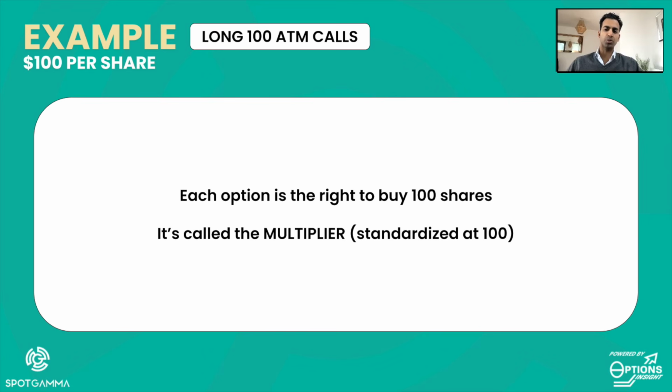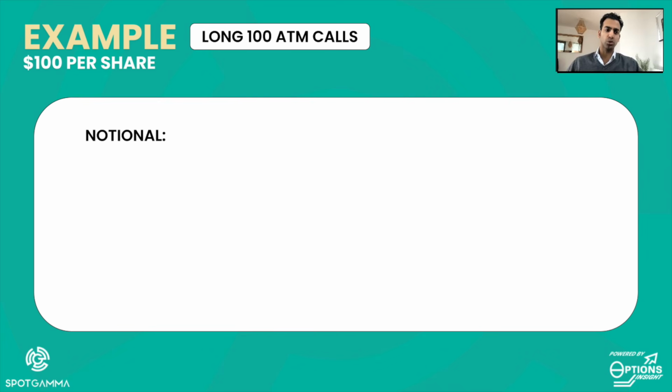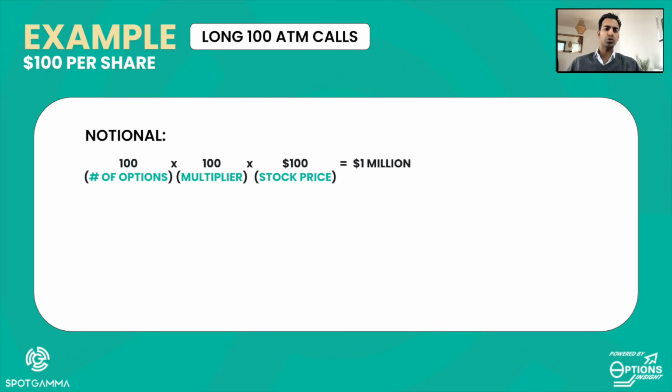So 100 options would be the right to buy 100 times 100, which is 10,000 shares. Now, to calculate the notional of that position, we would take 100, the number of options, times the multiplier of 100, times the stock price of $100, and that equals $1 million notional. Now, we know the option is an at-the-money call, so the delta will be 0.5 or 50%.